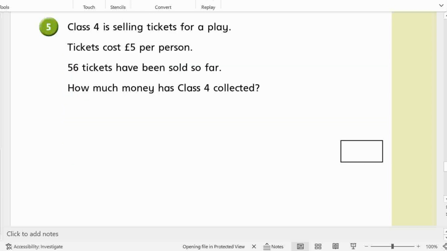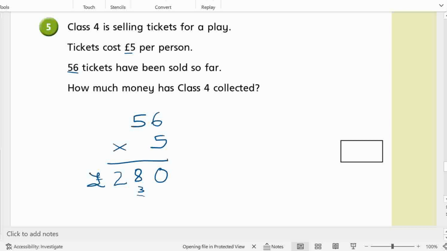Okay. So now class 4 is selling tickets for a play. Tickets cost £5 per person. 56 tickets have been sold so far. How much money has class 4 collected? So you've got to do 56 times 5. Okay, 56 times 5. What's 5 times 6? 30, good. So I'll try this way. What's 5 times 5? 25. 25 plus 3? 28. Okay, so it's £280. How much money they got. So you write that there.